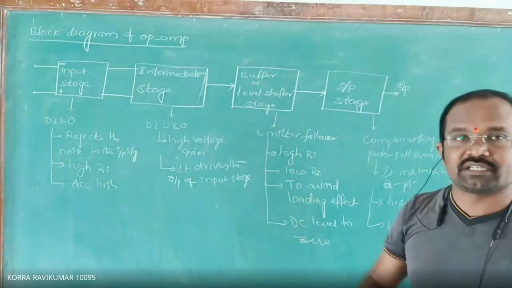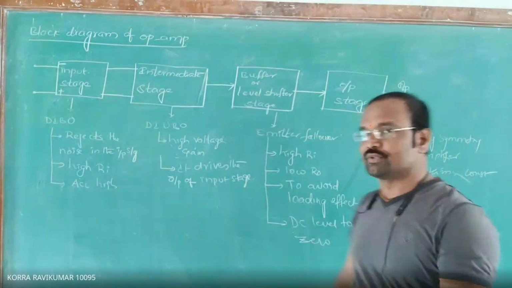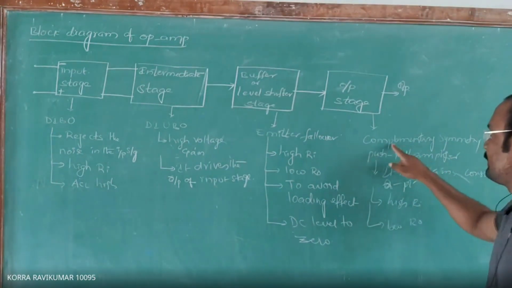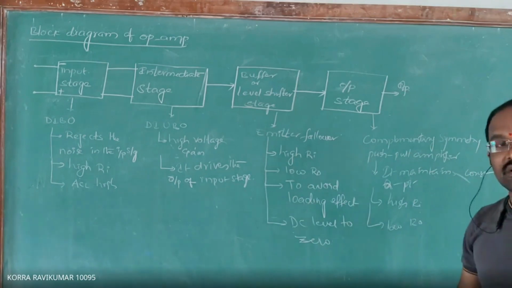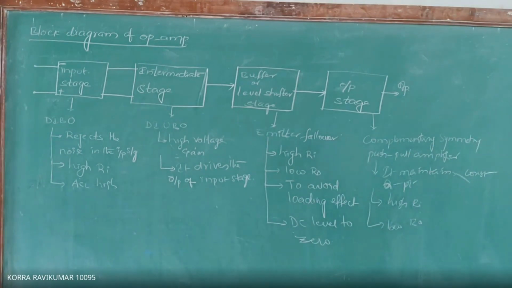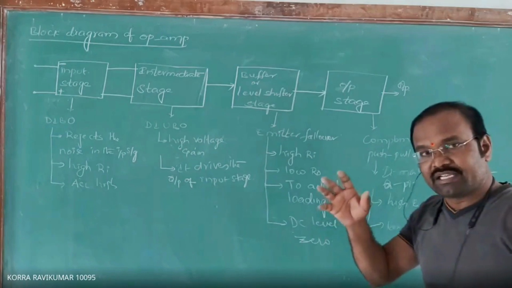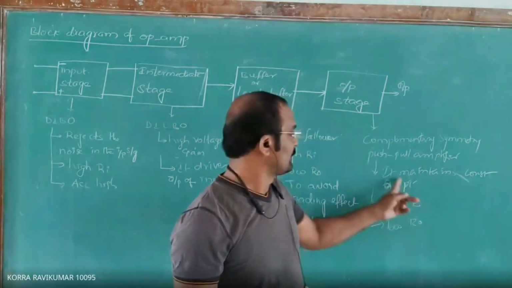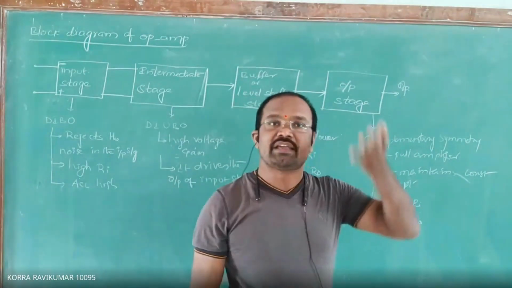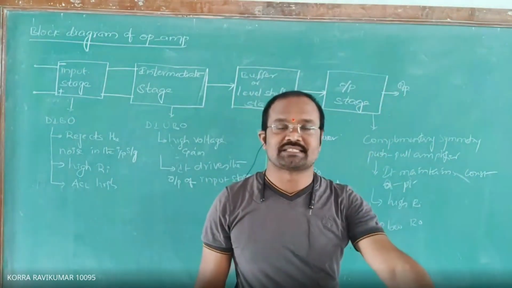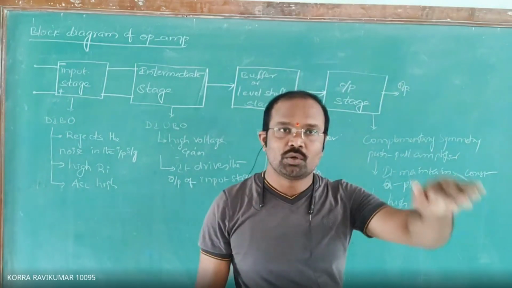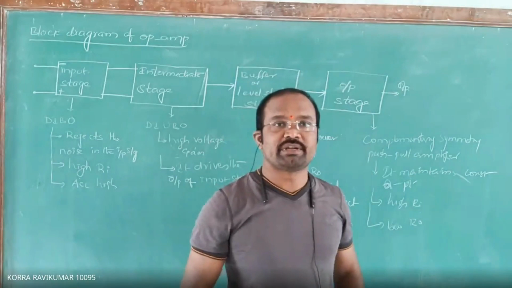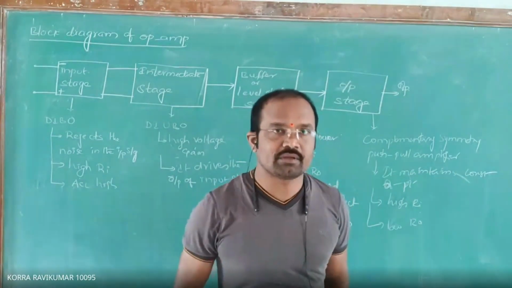In the output stage, we especially use a complementary symmetry push-pull amplifier. The purpose of the complementary symmetry push-pull amplifier is to maintain a constant operating point or Q point, as well as high input impedance and low output resistance. To maintain all these things, we need a complementary symmetry push-pull amplifier.